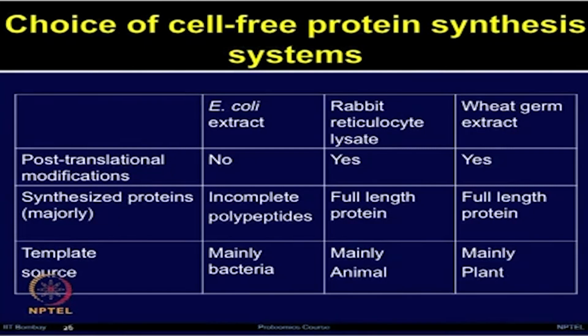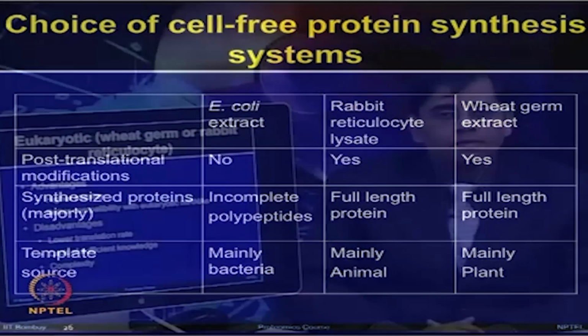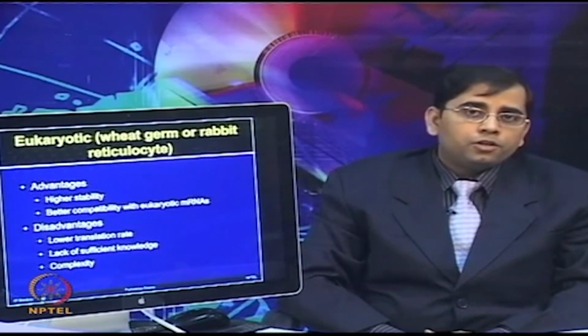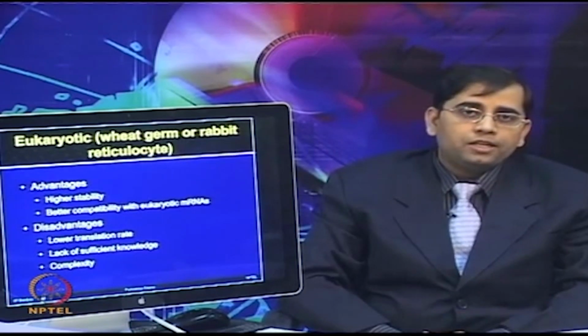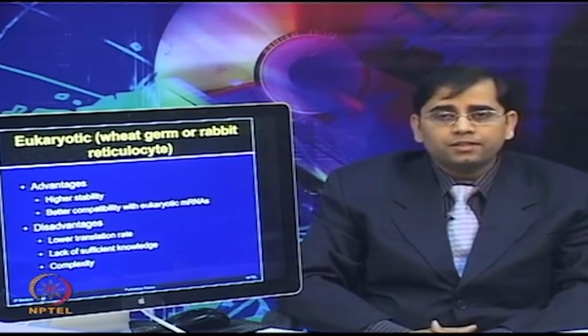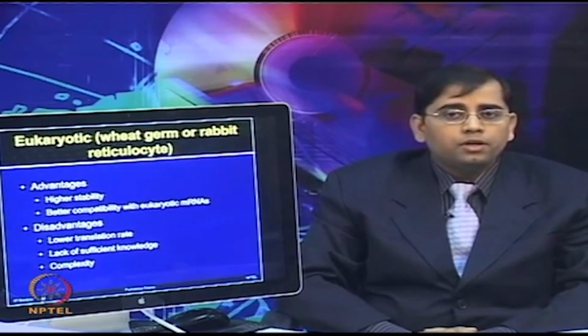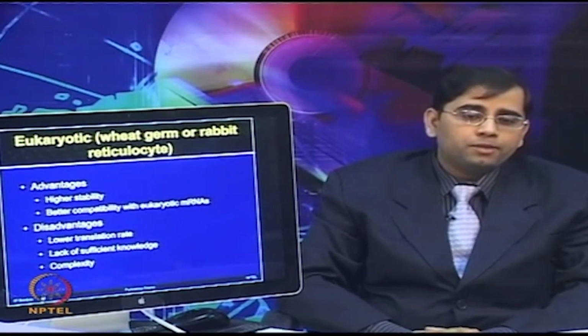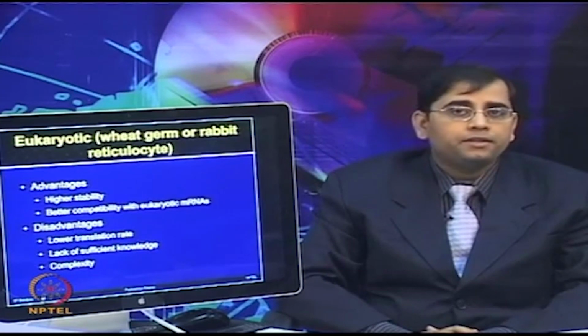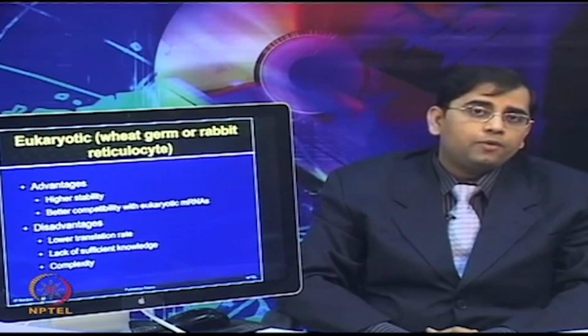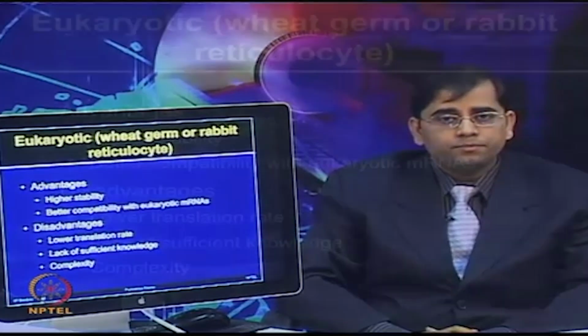The template source in E. coli is mainly from the bacteria, in rabbit reticulocyte lysate mainly animals especially rabbits, and in the wheat germ extracts mainly the plants. Since we are talking about proteomic applications more for the eukaryotic system, let us talk about eukaryotic cell free expression systems, the wheat germ or the rabbit reticulocyte lysate. What are their advantages and disadvantages?